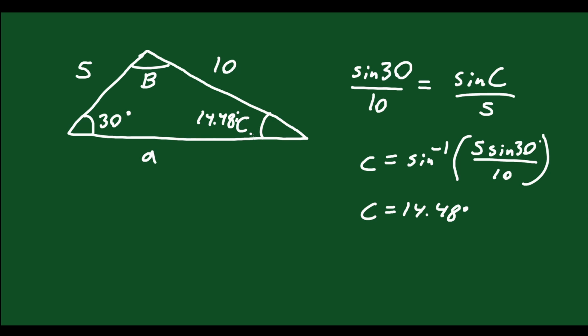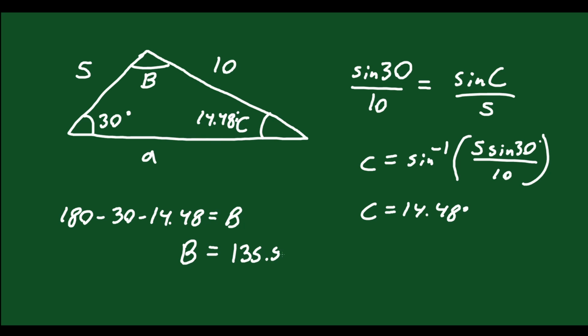Okay. What else? Well, we can find angle B now by subtracting, right? 180 minus 30 minus 14.48. This is going to equal angle B. So angle B is equal to 135.52 degrees approximately, right? B is equal to 135.52 degrees. Okay, so that's the angles.